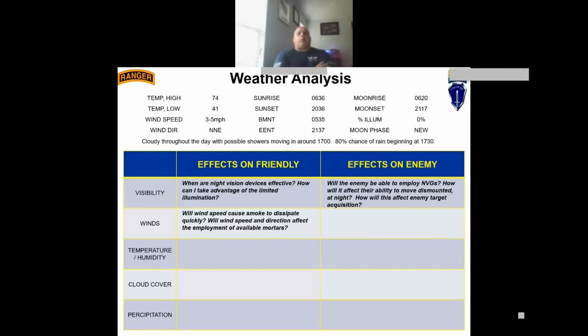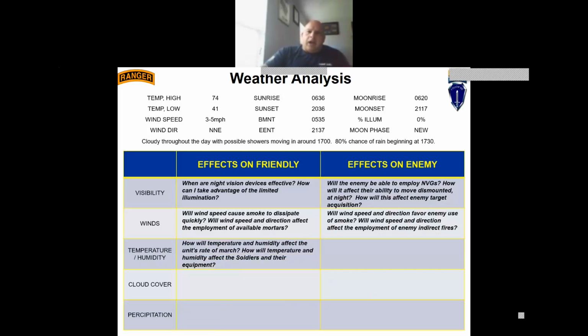How accurate will your mortar rounds be? 3 to 5 is not really going to affect an 82 or a 120. It might affect a 40 millimeter or 203 round, but not much for a mortar round, depending on how far they're shooting their rounds from. Or we're shooting our rounds. Same effect on the enemy.